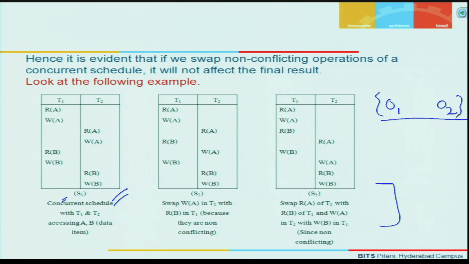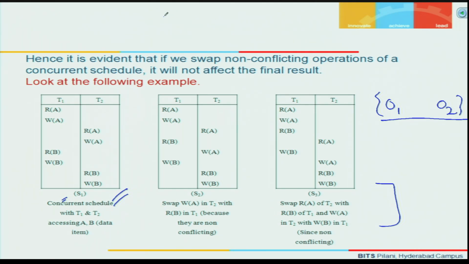But if both the operations from two different transactions are on the same data item, and if at least one of them is a write operation, then they are considered to be a conflicting pair of operations. And if they are a non-conflicting pair of operations, even if I swap the order of these two, it is not going to change.